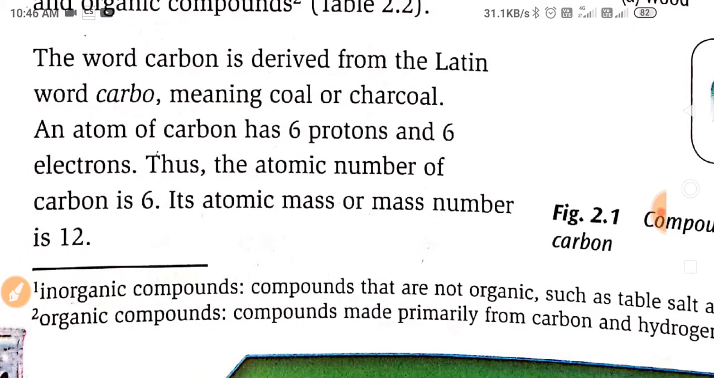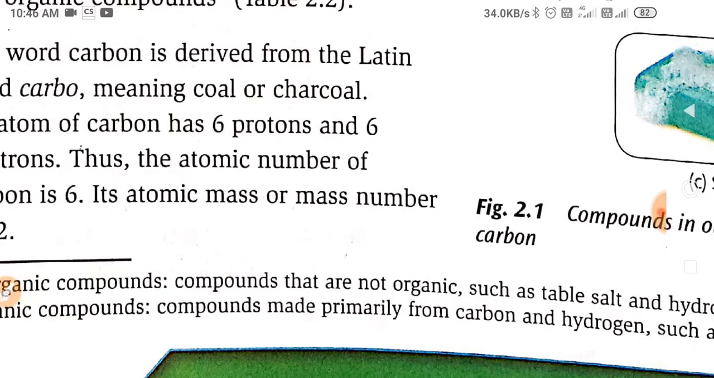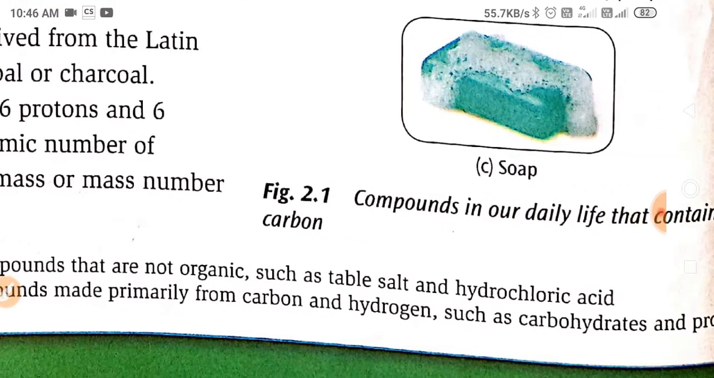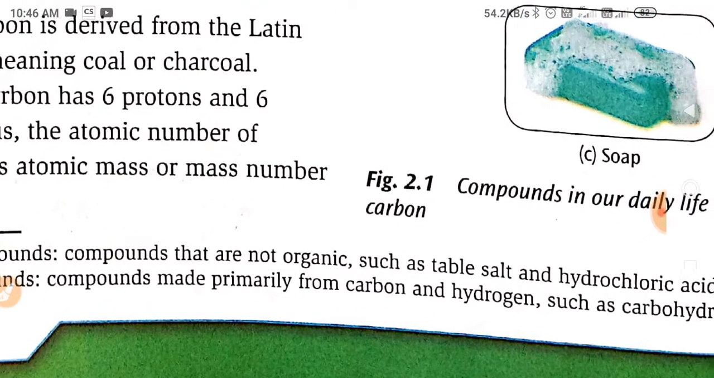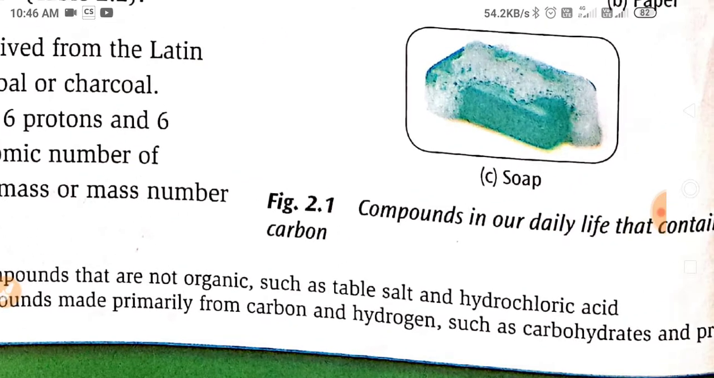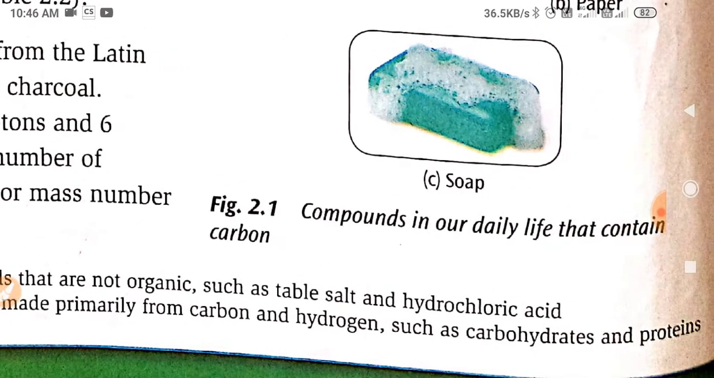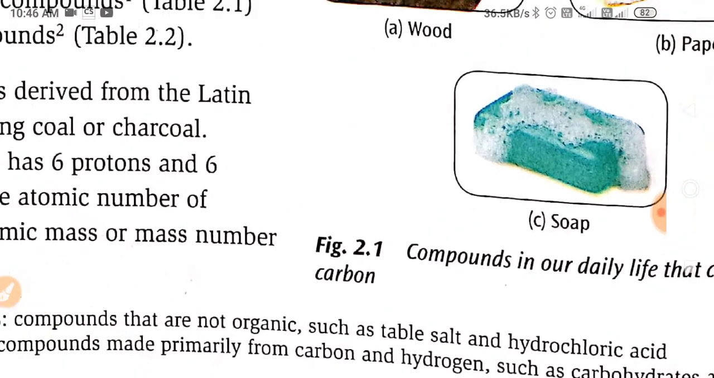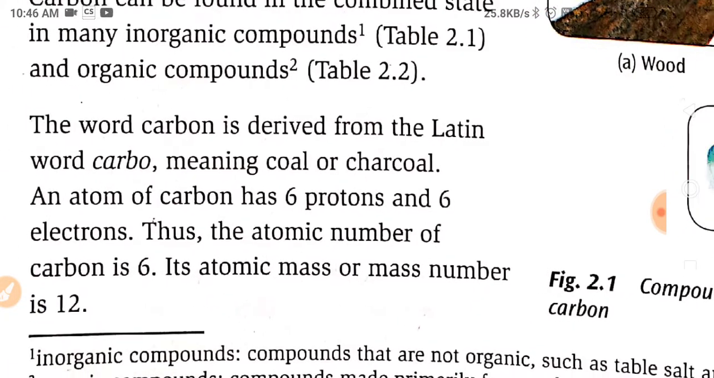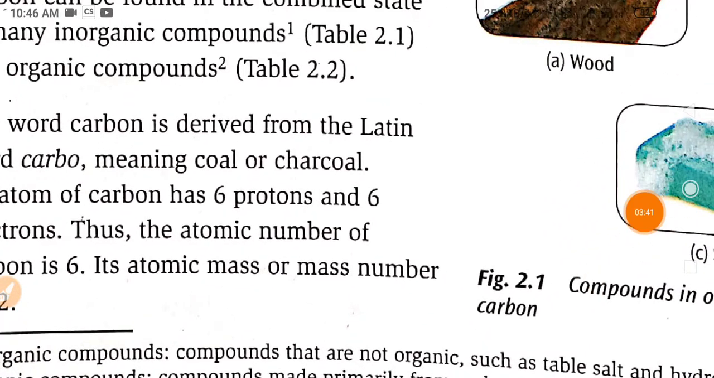Now come inorganic and organic compounds. Inorganic means compounds that are not organic, such as table salt and hydrochloric acid. And compounds made primarily from carbon and hydrogen, such as carbohydrates and proteins, are called organic. I hope you understand till here.